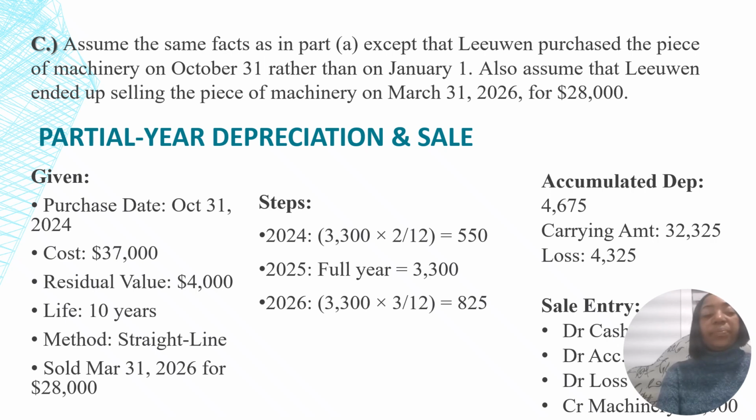Disposal entry: debit cash is $28,000. Debit accumulated depreciation is $4,675. Debit loss is $4,325, while credit machinery is $37,000. This scenario highlights how partial year depreciation ensures fairness in reporting and how disposal accounting determines gain or loss.